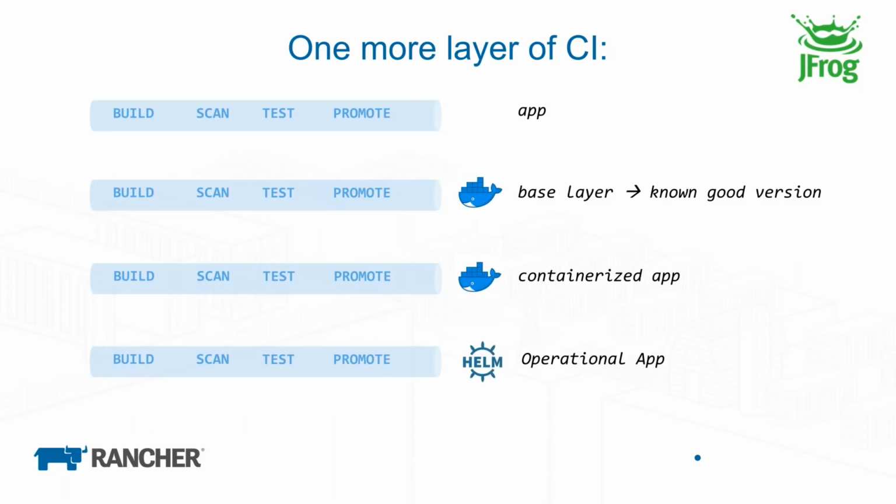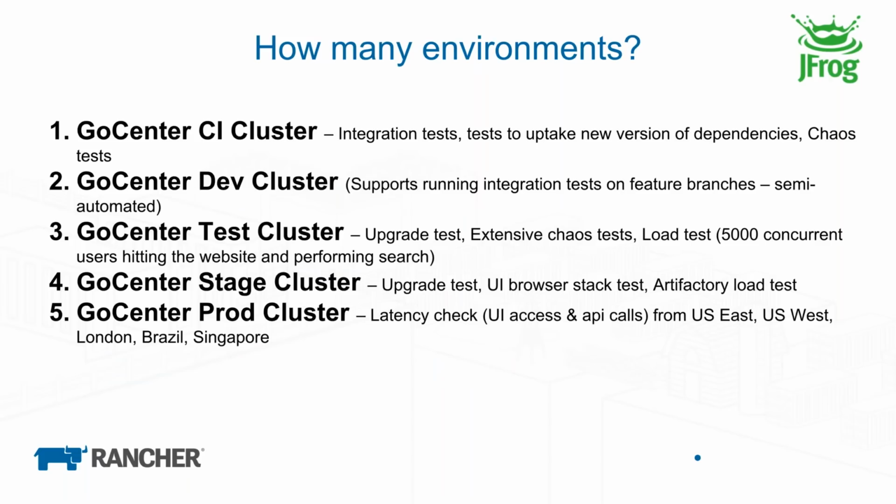So before I had my app, I had my base layer, then I had my app in the container. Now I have my operational app in a Helm chart, and it also needs to be tested with the new unique tests that the Kubernetes environment has to worry about: scaling, chaos tests, performance, etc. So when we talk about JFrog Go Center, which is a scalable, exposed to the public service that any developer can use, we ended up with 5 different environments that we had to create in order to cover all of the different types of testing and interaction that we require.